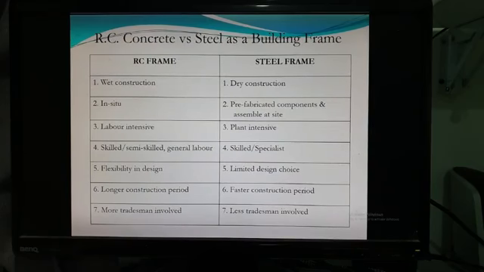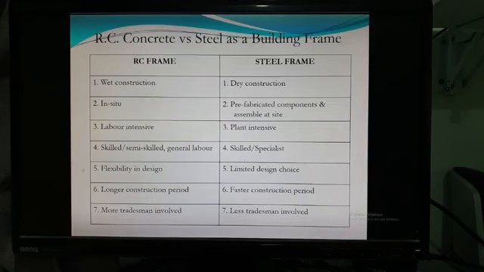So because RC is labor intensive, we just need semi-skilled and general labor to work on it. Whereas the steel, as I said, you need specialists to install the I-beams and whatnot if you want to complete your work quickly.